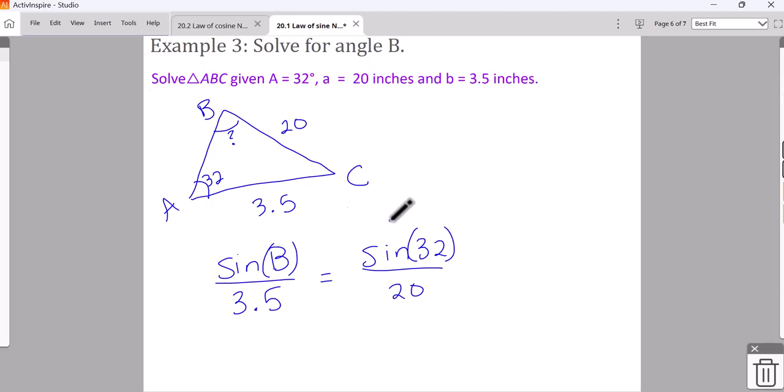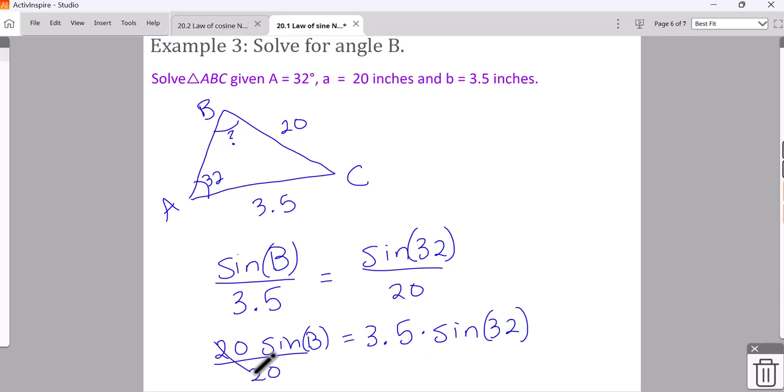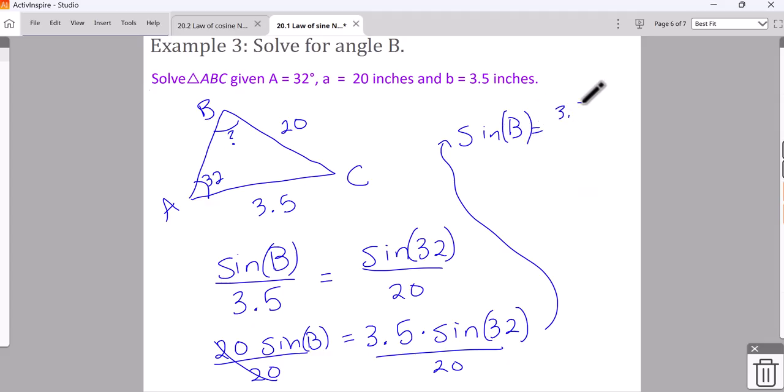I can do the same thing here. I can cross multiply, and so I end up with 20 sine of B equals 3.5 times sine of 32. Divide by 20. Now my equation: sine of B is equal to 3.5 sine of 32, all over 20.